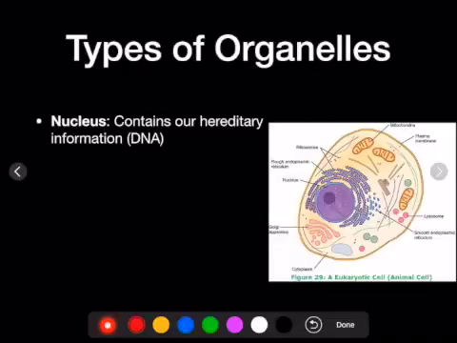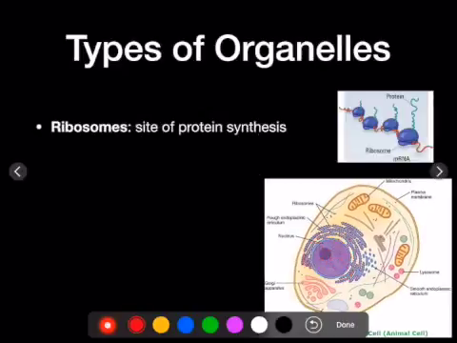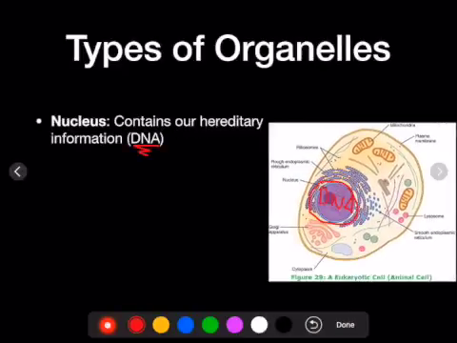And the nucleus right here is where our DNA is stored. So it contains all of the hereditary information inside of the cell. So DNA is the structure that most cells use as that hereditary information, okay? So again, our nucleus contains the genetic information.